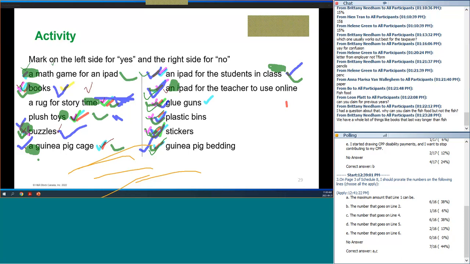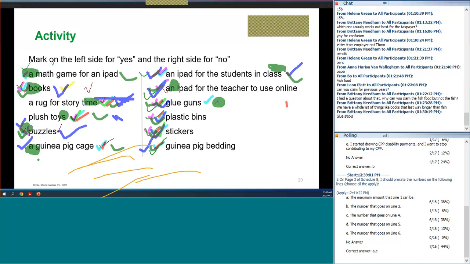Glue guns, do you use the glue gun up, or do you have the glue gun left over at the end of the year? You have it left over at the end of the year. It is not consumable. It's not educational. Not the glue gun. What can you claim? The glue that goes in the glue gun. So claim the glue, don't claim the glue gun. So glue sticks, yes. Glue guns, no.